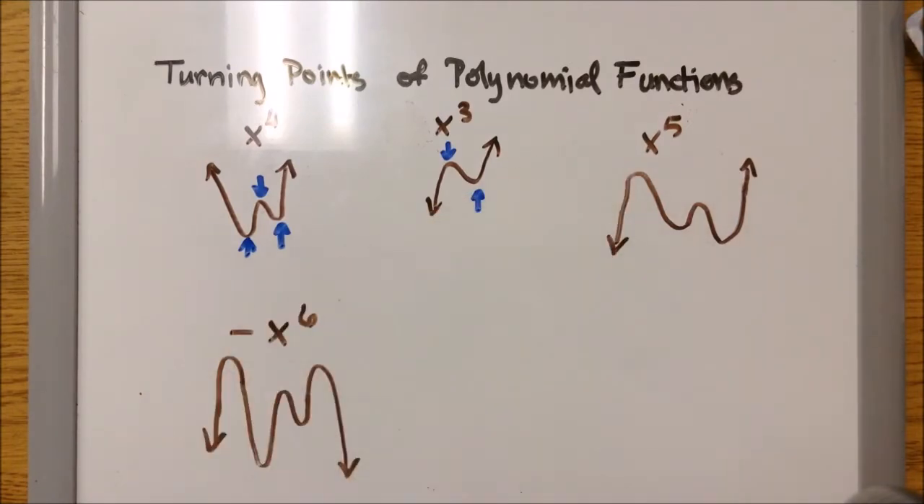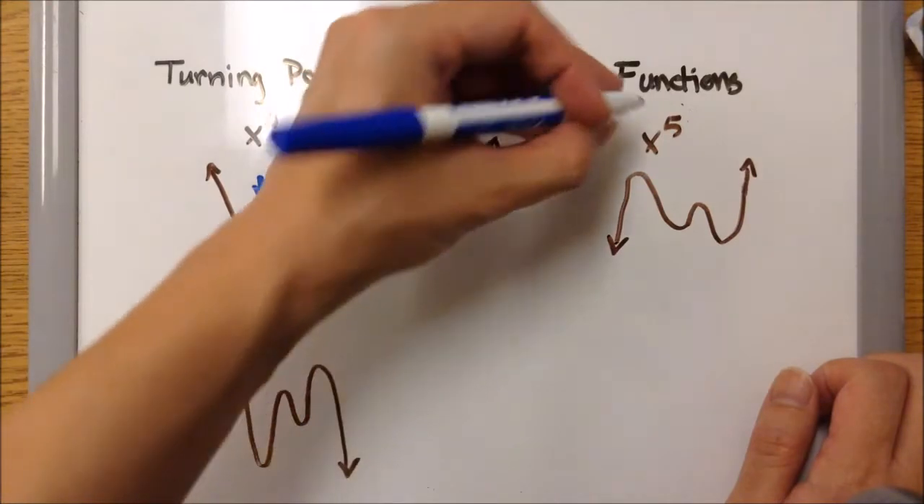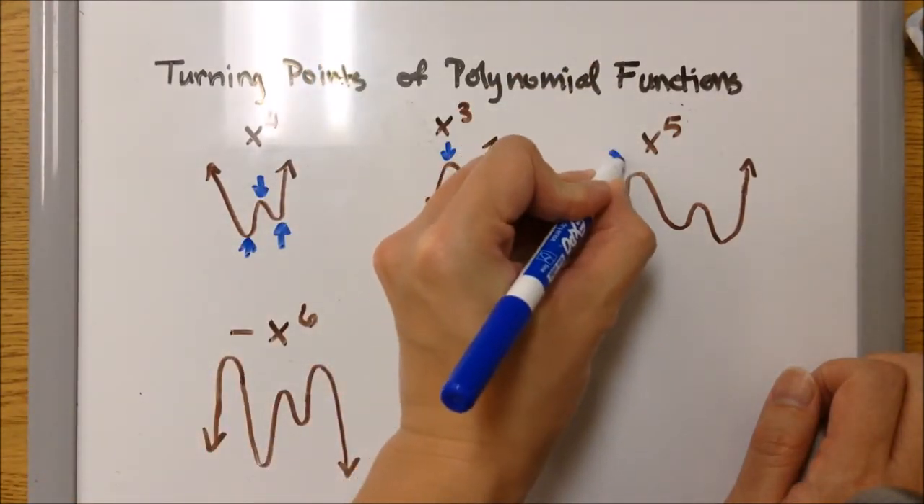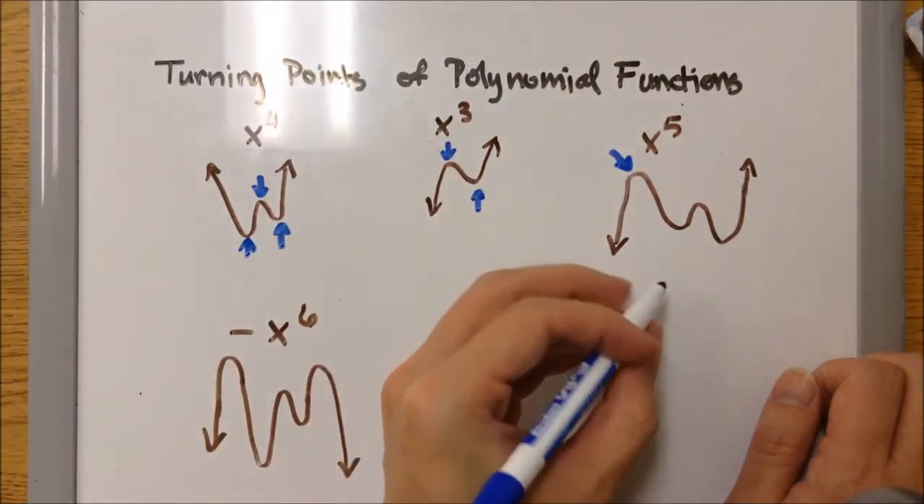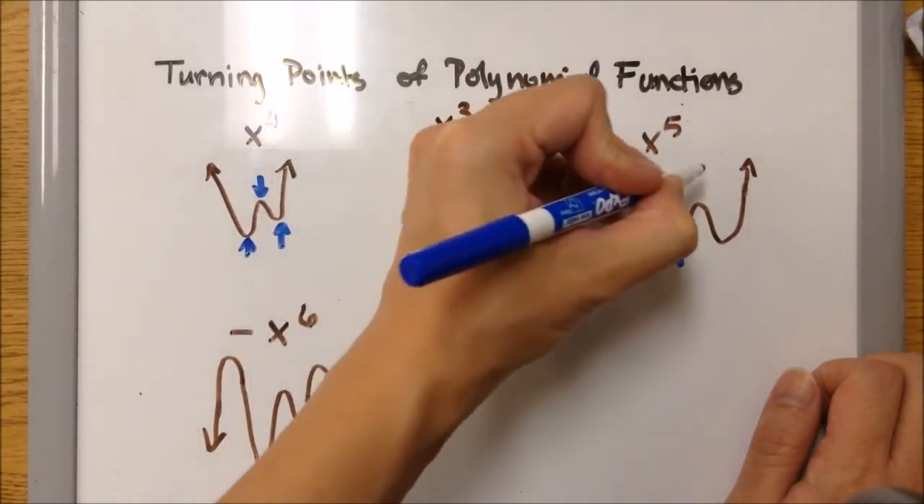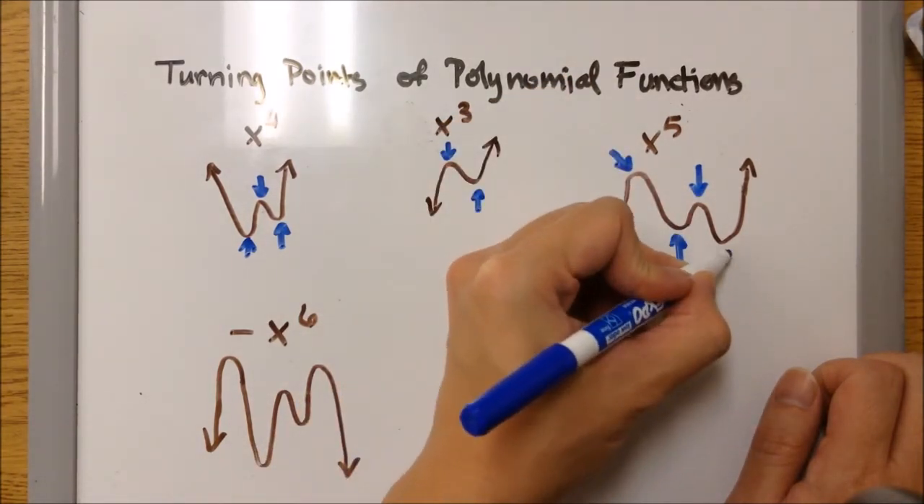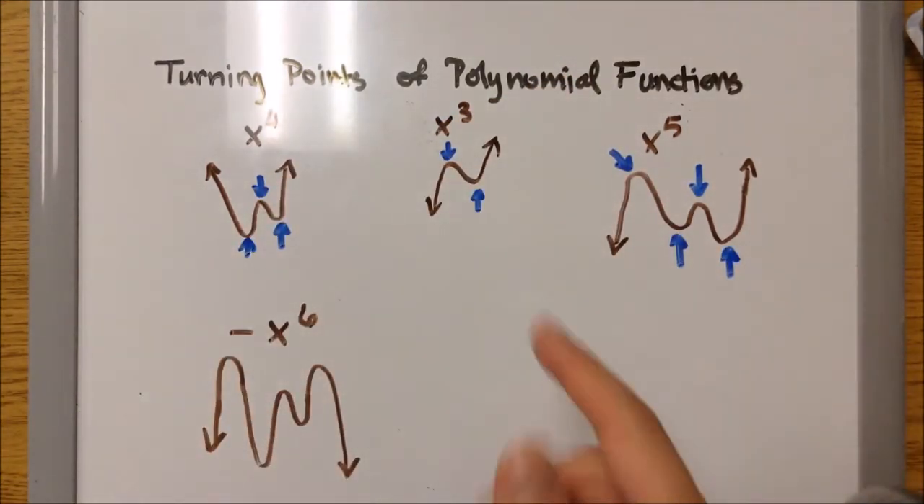Let's take a look at x to the fifth. Say I start from the left side. Right here, there's one turning point. Here's a second one. And then here's a third one. And then lastly, a fourth one. So for the graph of x to the fifth, there's 4 turning points. Seems like there might be a pattern.